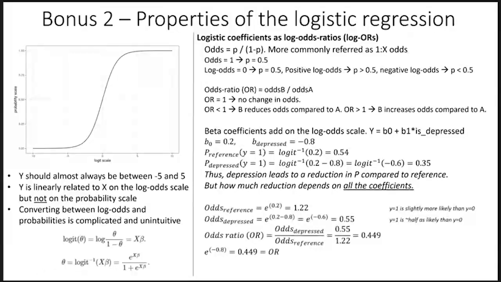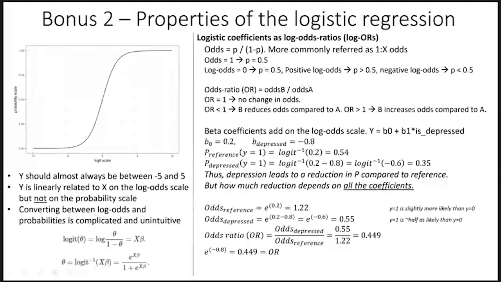The trick is this. If we look at the odds for the reference group, we only do e to the power of the log odds, right? Because e to the power of log odds will be the odds. And we get that it's odds of 1.22 to 1. So it's a little bit more likely than not, because it's a little bit more than half.